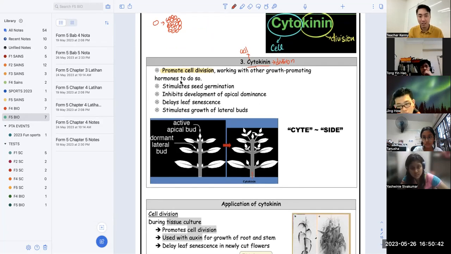Okay, next thing, it stimulates seed germination. This one stimulates seed germination. So you know seed germination again, right? Seed and then it germinates out. The same thing. You don't have to draw, just to show you.